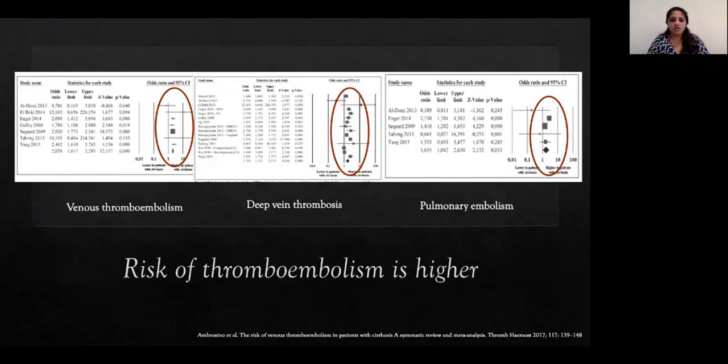So I wanted to talk about some of the studies that have been done in adults. This one was a systematic review and a meta-analysis just to see what is the risk of venous thromboembolism in patients with cirrhosis. And there was very clear evidence that the risk of thromboembolism is higher. The first figure shows venous thromboembolism. The second one is deep vein thrombosis, and then pulmonary embolism. And as you can see, the odds ratio leans away from the axis of 1 for all three of them.